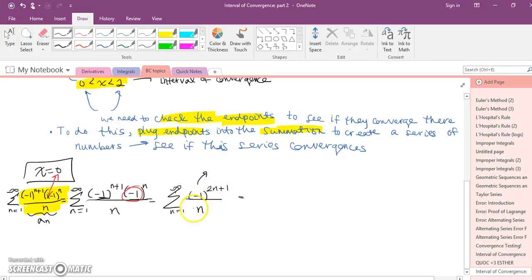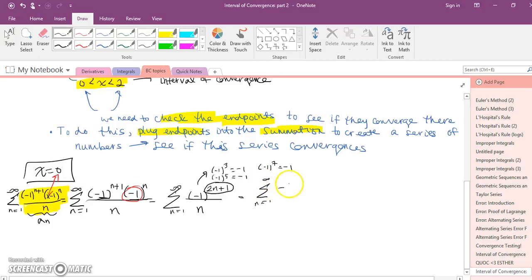If I plug 1 in for n, that'd be 2 times 1 plus 1. That'd be negative 1 to the third, which is negative 1. If I plug n equals 2 in, 2 times 2 is 4, plus 1 is 5. Negative 1 to the fifth is negative 1. And then if you plug 3 in, it'd be negative 1 to the seventh. As you can see, this is not a sign changer. Because if you take an n, multiply it by 2, that's an even number. But when you add 1, that's always going to be an odd number. And negative 1 to an odd number is always going to be negative 1.